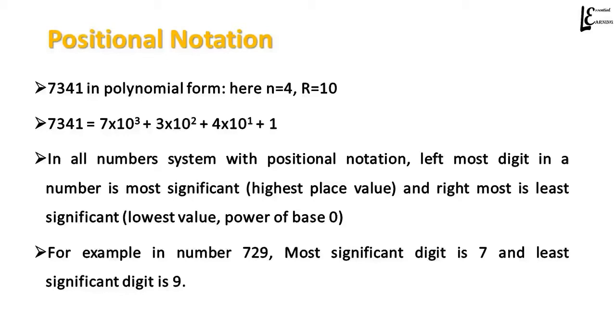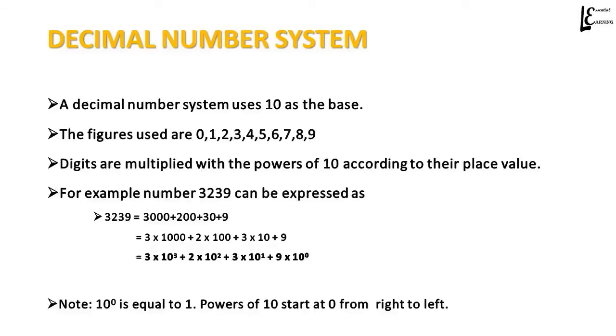For example, in number 729, most significant digit is 7 and least significant digit is 9. Decimal number system is a standard number system for humans. A decimal number system uses 10 as the base. The figures used are 0 to 9. Digits are multiplied with the powers of 10 according to their place value.